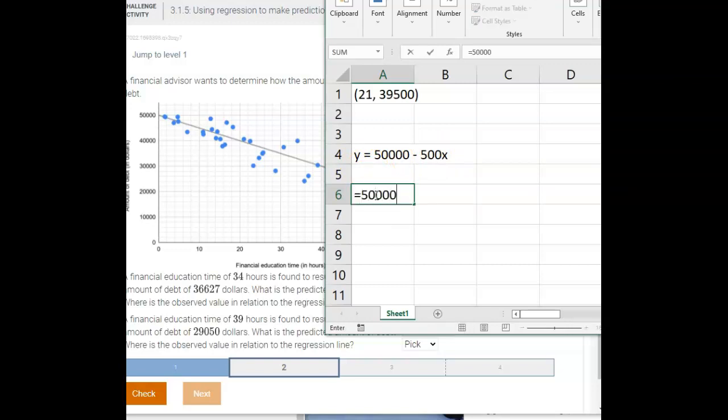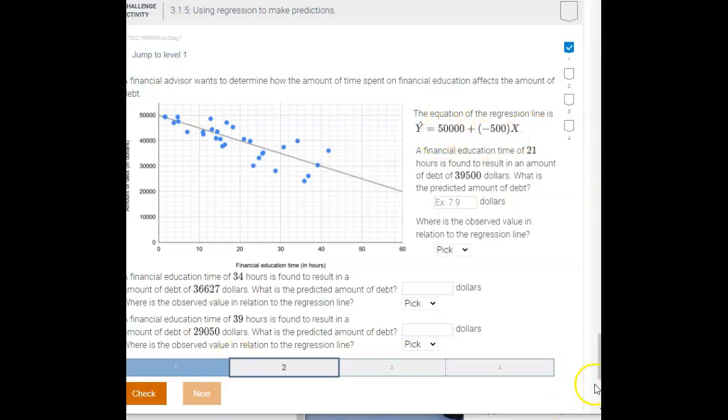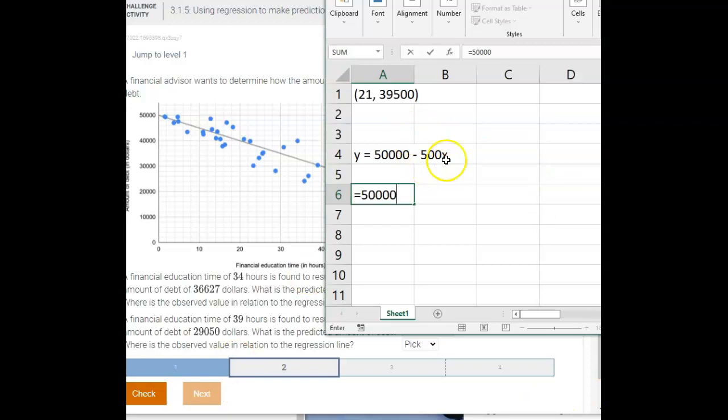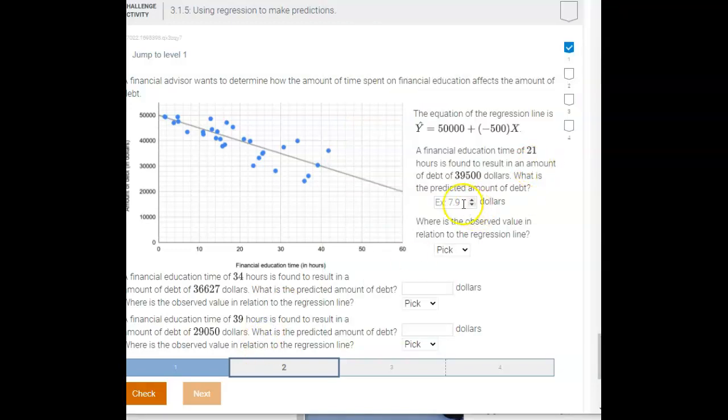So it is 50,000, I don't know if I said 5,000 earlier, but it is 50,000 minus 500 times x. So minus 500 times 21. This would be our prediction for what y would be if someone has done 21 hours of training. And look, it's exactly what the actual data point was. And so what we have here, the predicted amount is the same. That's what we calculated by plugging 21 in.